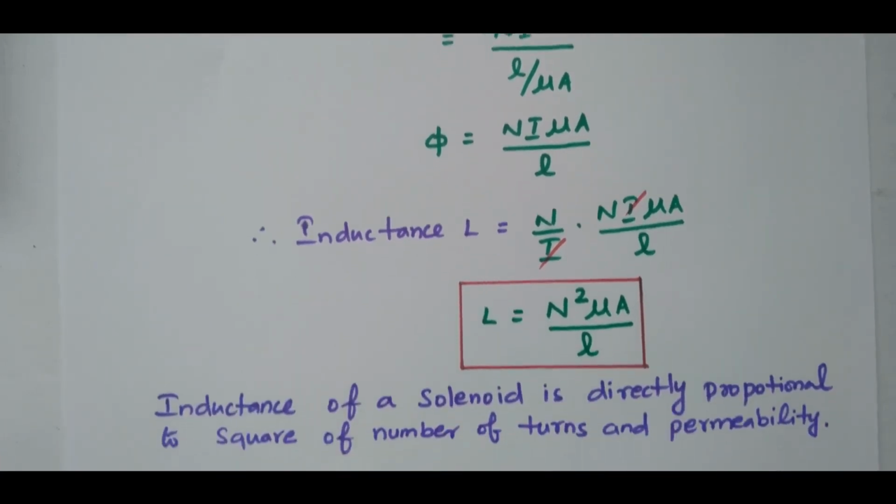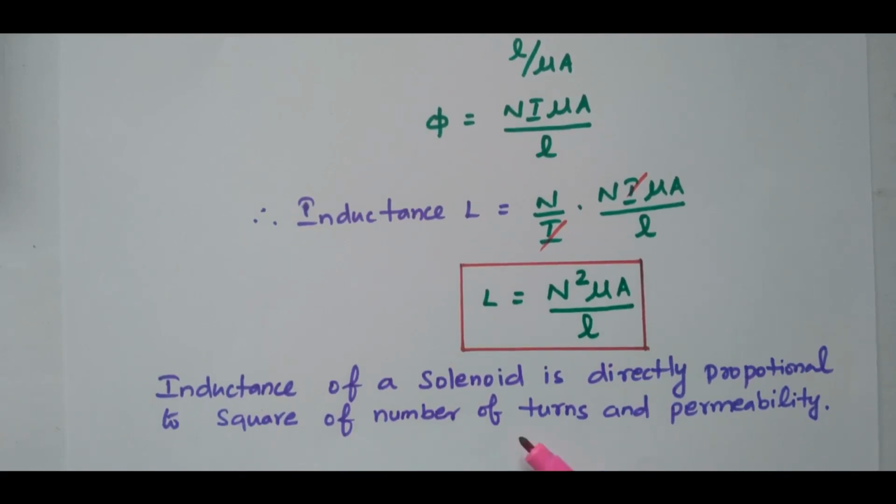From this expression, inductance of a solenoid is directly proportional to the square of the number of turns and permeability. Right? It is directly proportional to the square of the number of turns and permeability. And also it is proportional to the area of the coil divided by the length of the coil, A by L also.